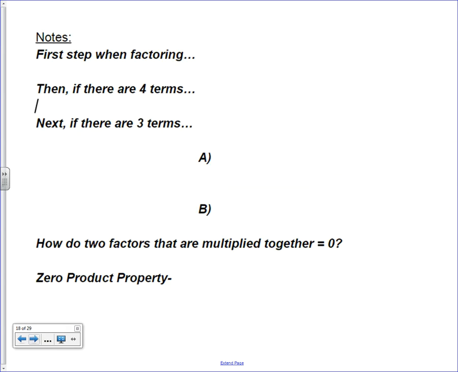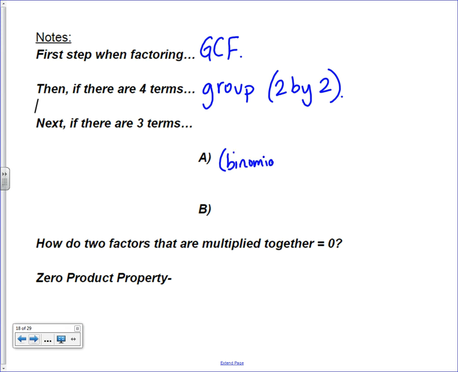All right, so tell me, first thing I need to do is find a GCF. Yep. Okay. If there's 4 terms, we group them 2 by 2. And I got to remember to bring back a grouping problem so I can make sure you guys remember how to do those. And then if there's 3 terms, that's the easy way, right? Yep, we do a binomial times a binomial. And that's only if it starts with a 1.